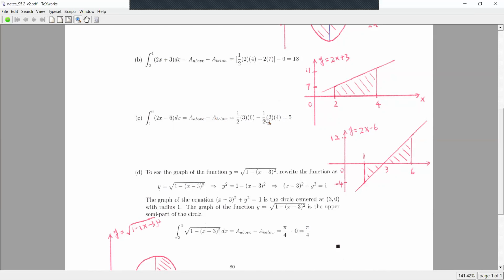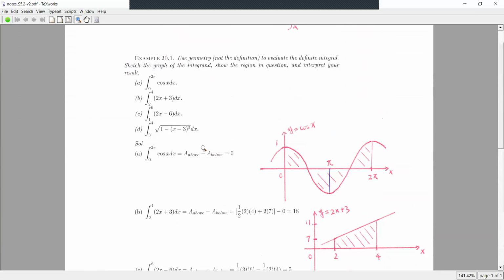Minus the area below the x-axis. The area below the x-axis is the area of this triangle. The base is 2, from 1 to 3. The height is from 1 to -4, so the height is 4. So the area of this triangle is this number. So area above minus area below is 5. This integral, the value is 5.